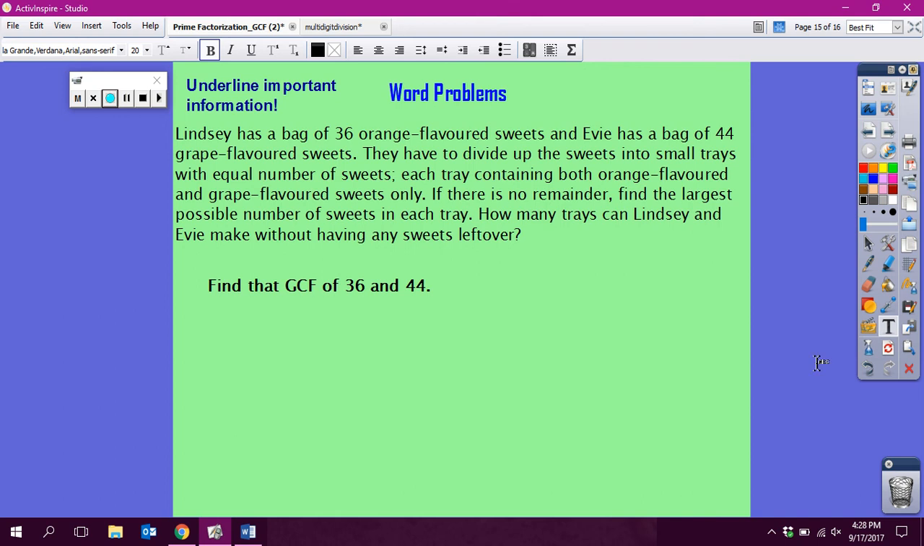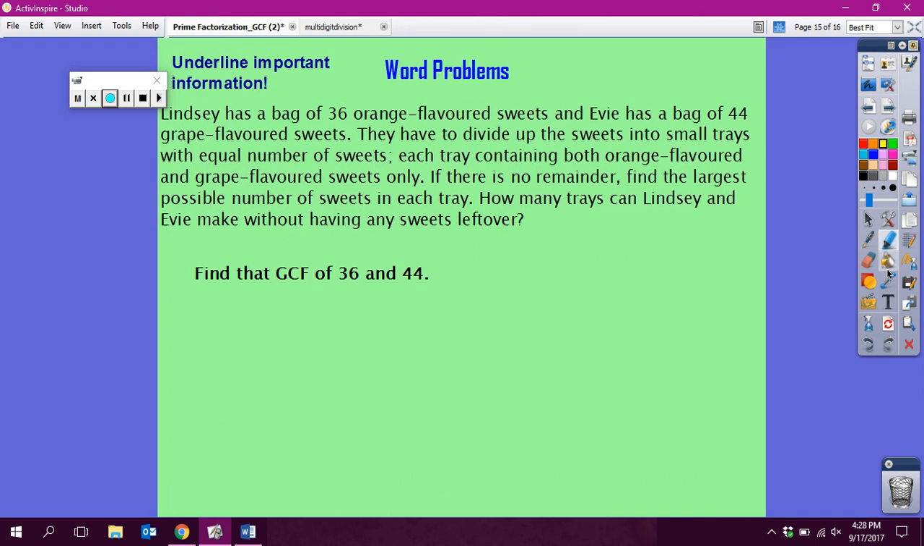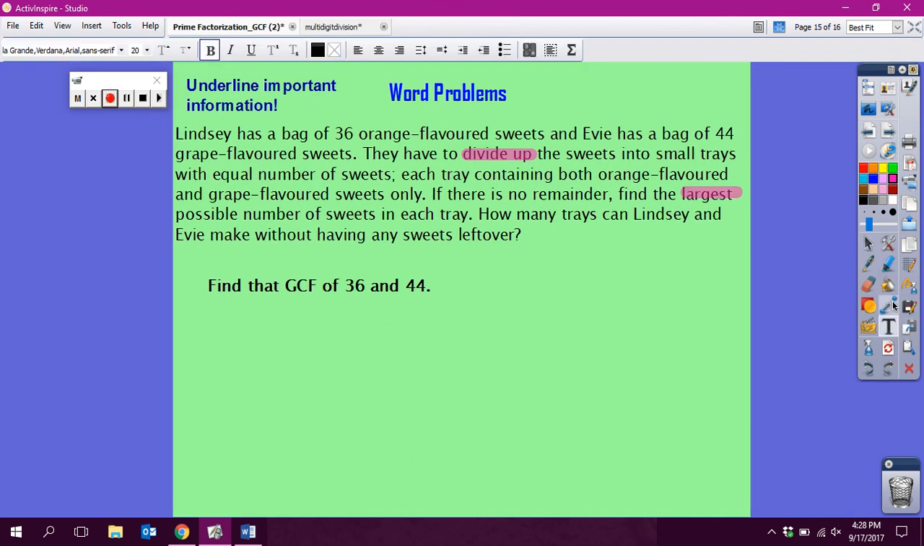Okay, so in here you really want to highlight or underline those keywords or the important information. And what I see in here is "divide up," and I also saw the word "largest," so that keys me into finding the greatest common factor. So pause now and find the greatest common factor of 36 and 44. Go ahead and pause your tape and then come back to us.